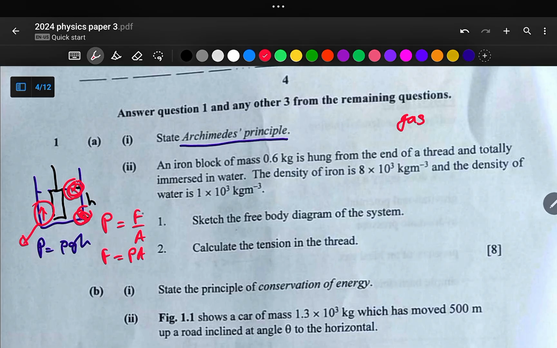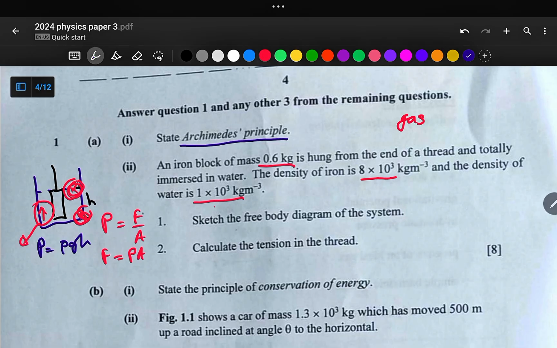The second part of our question is saying an iron block of mass 0.6 kg is hung from the end of a thread and totally immersed in water. And the density of the iron is 8 times 10 to the power 3 kg per cubic meter, and the density of water is 10 to the power 3 kg per cubic meter. So this is the density of the iron, and this is the density of water.